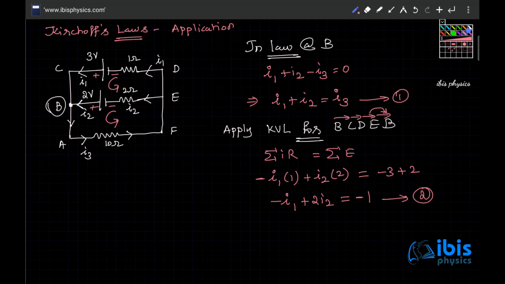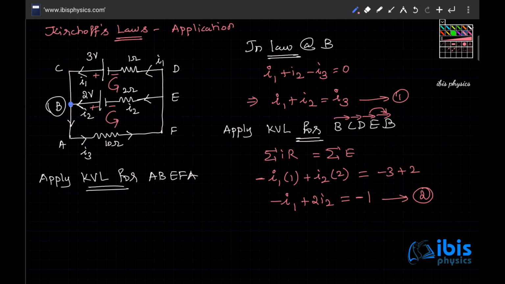Okay, let's try to write the third equation. In order to write the third equation, let us apply Kirchhoff's voltage law for one more loop, the loop A, B, E, F, A. Then A to B, on the left hand side IR, right hand side EMF. First go around once with IR.